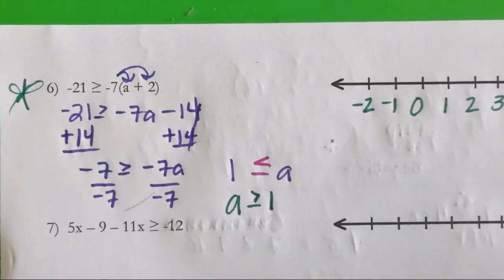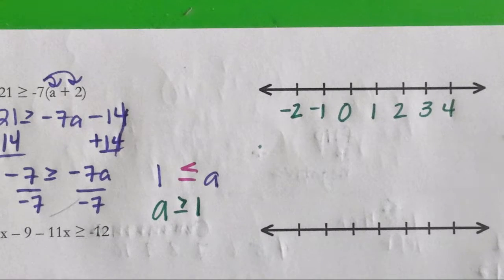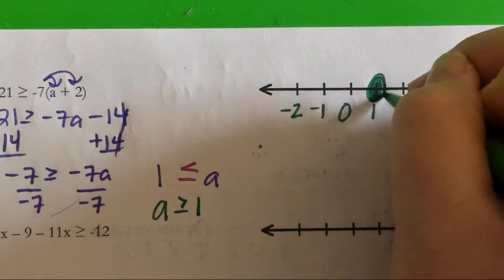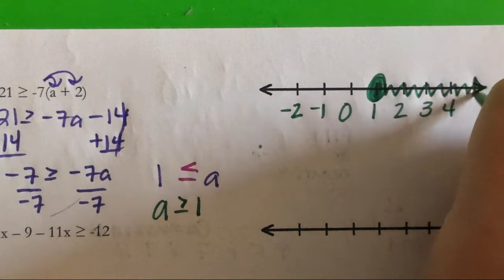But if I don't do it, I don't shade right. And then my whole life is messed up. Okay, it's greater than or equal to, so I shade in the 1. It's greater than, so I shade to the right.